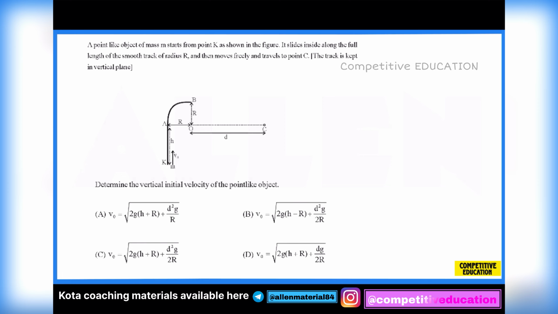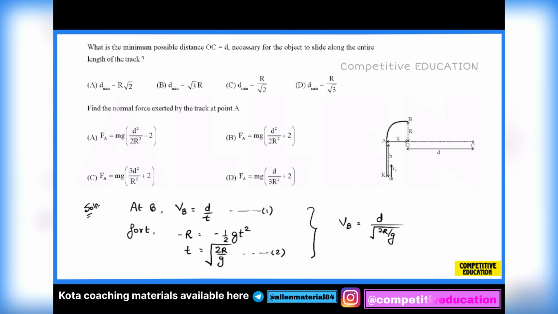Students, in this paragraph it is saying that a point-like object of mass m moves along this track and leaves this point B in order to reach this point C. This is a vertical track, which means the track is in a vertical plane. The first question is to determine the initial velocity of this point-like object.